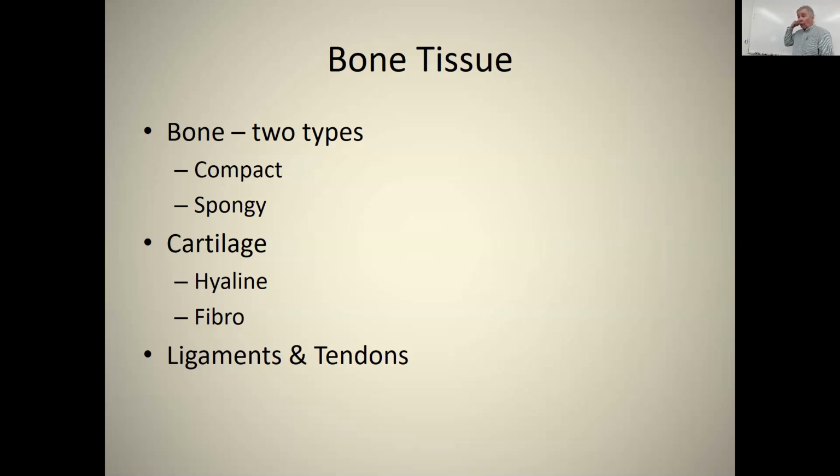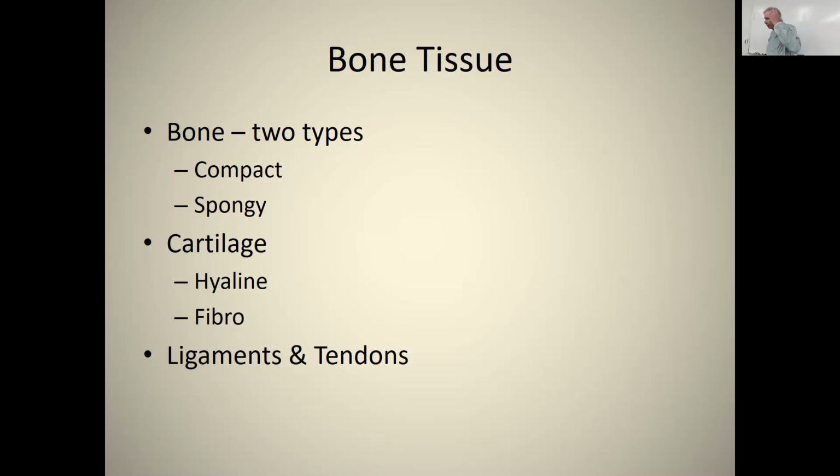Okay, bone, two types, compact and spongy. Compact is usually the kind of bone you saw in the microscope when we did tissue. It's usually on the outside, on the long parts of bone called the diaphysis. Spongy bone is either on the inside of bone or in what's called the epiphysis, the ends of bone.